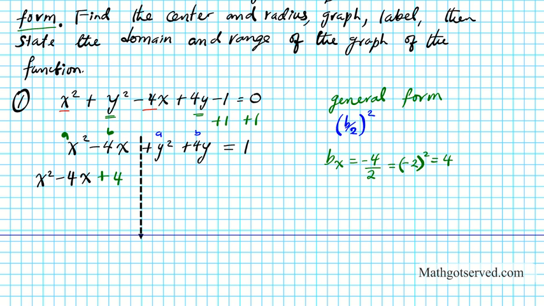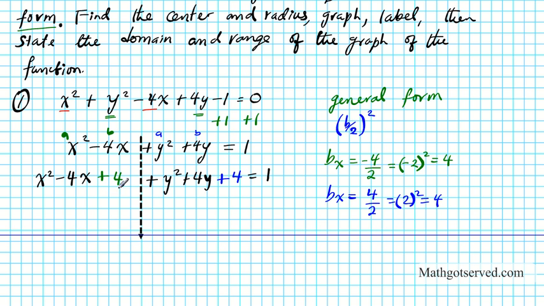Alright? Now for the y world, we'll do the same procedure. B for the y is 4. What do I do with that? Well, the formula says to complete the square, we just do b over 2 squared. So I'll divide this by 2, we'll have 2. And if I square that, I get 4. Okay, so by adding 4 here, y squared plus 4y plus 4, I created a perfect square trinomial. Okay? Alright, equals 1.